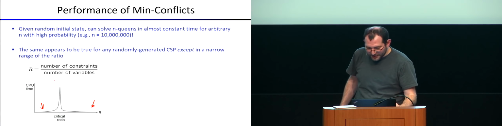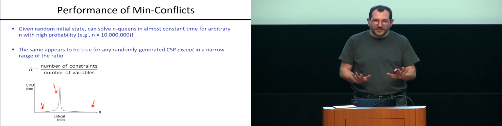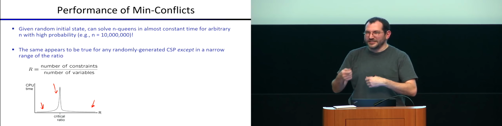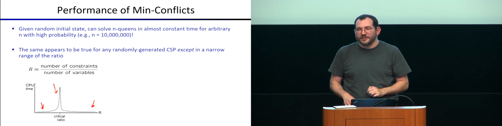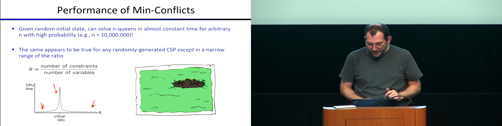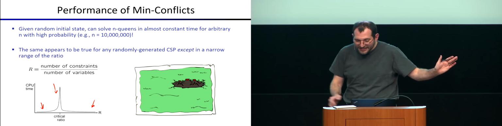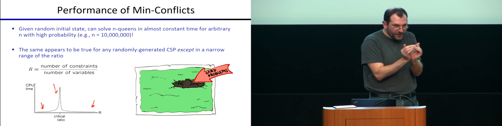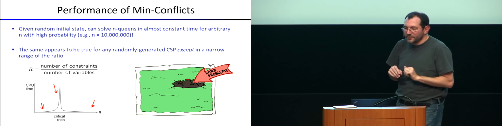Now, of course, there's this middle ground where there's just the right balance of constraints and variables, where it's hard to find solutions, but it's kind of hard to tell if you're on the wrong track. And there's this spike in how long you have to run these iterative improvement algorithms. So here's a map. There's this whole world of places where CSPs will be solved instantly. And then there's this bad area of hard problems where the critical ratio is the right balance, where it's not over-constrained and not under-constrained.